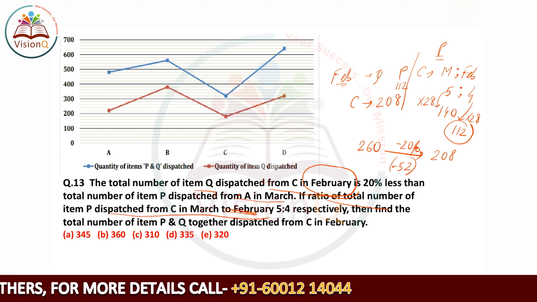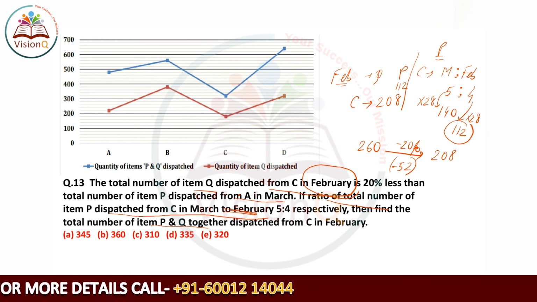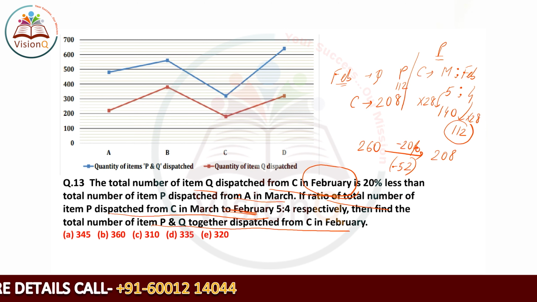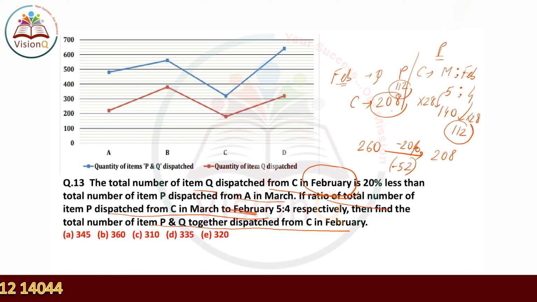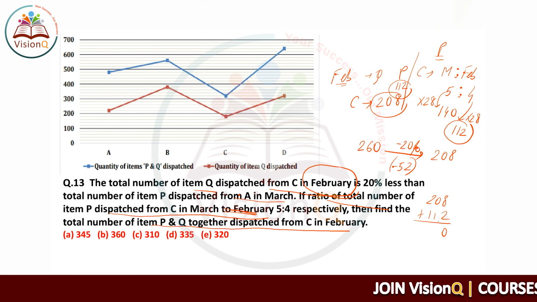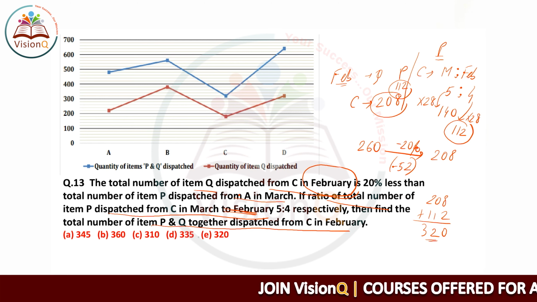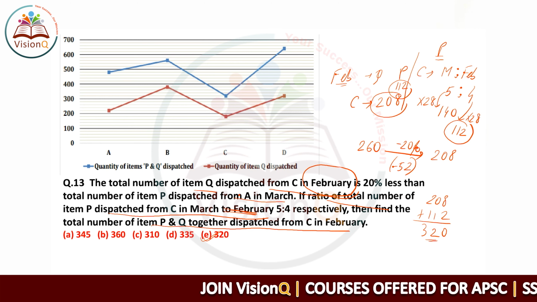It is asked to find out total item P and Q together dispatched from C in February. That means 208 plus 112. If I add these two numbers, 208 plus 112, I'll get the answer as 320. The right answer is option number A, 320.